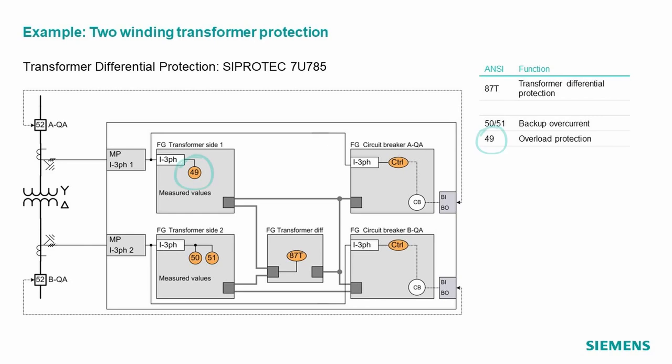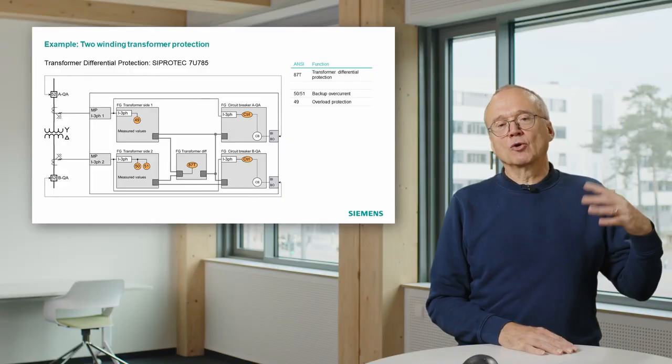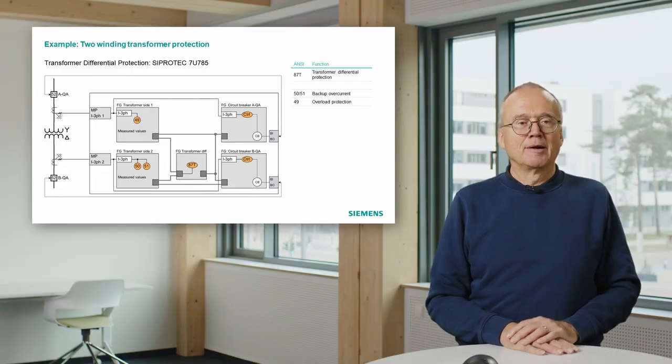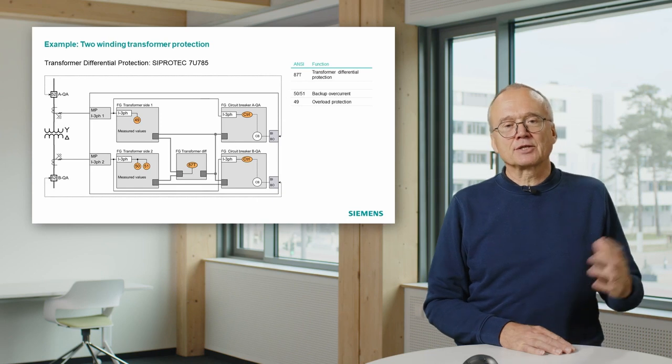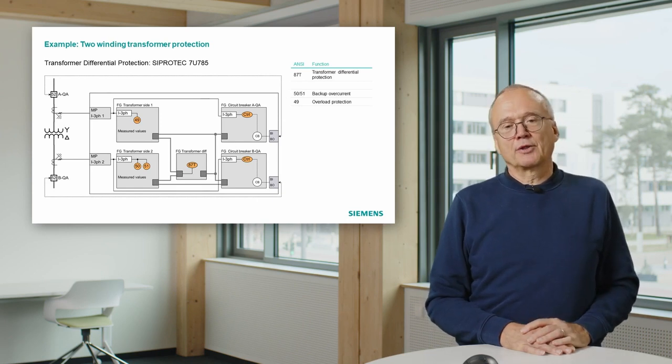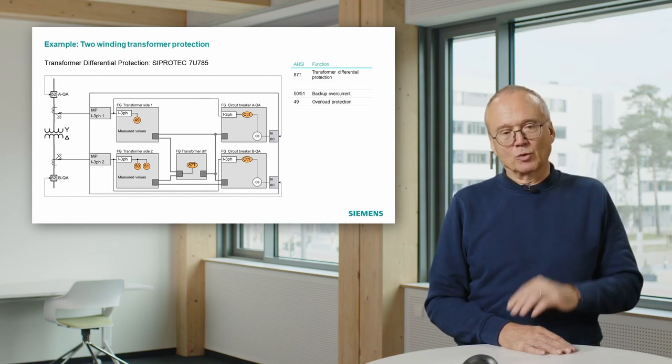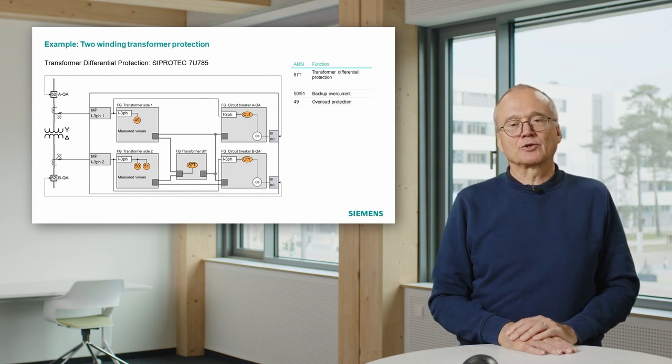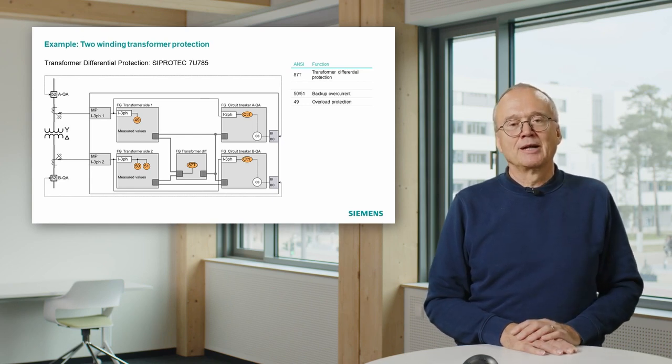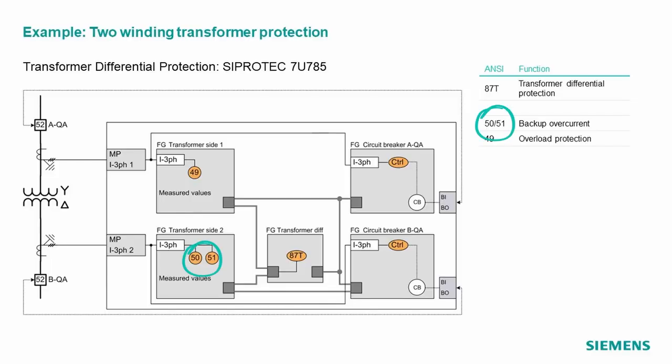And then we have 2 additional functions. The 49 is the overload protection, which is a standard thing for a transformer. It avoids thermal overloads, avoids heating up of the transformer, in this case just based on the current measurement. Otherwise, we would also need a temperature sensor or several temperature sensors in the transformer. And we have 50 and 51, which is a backup.